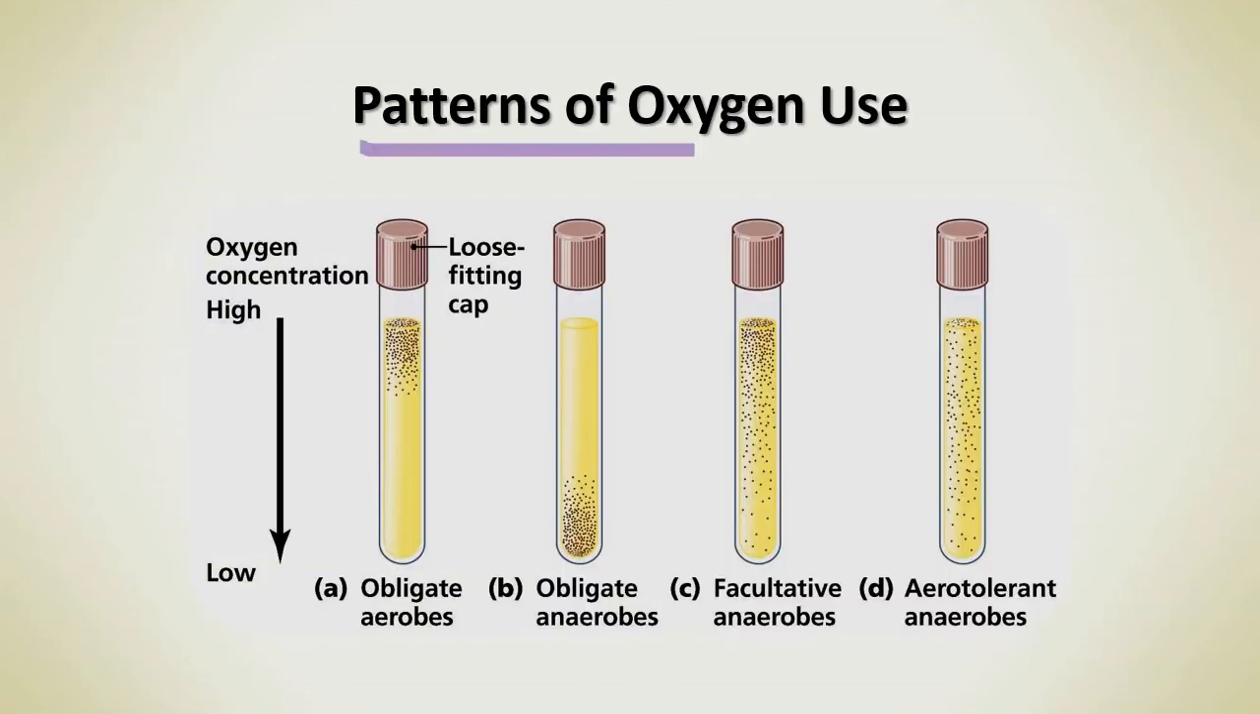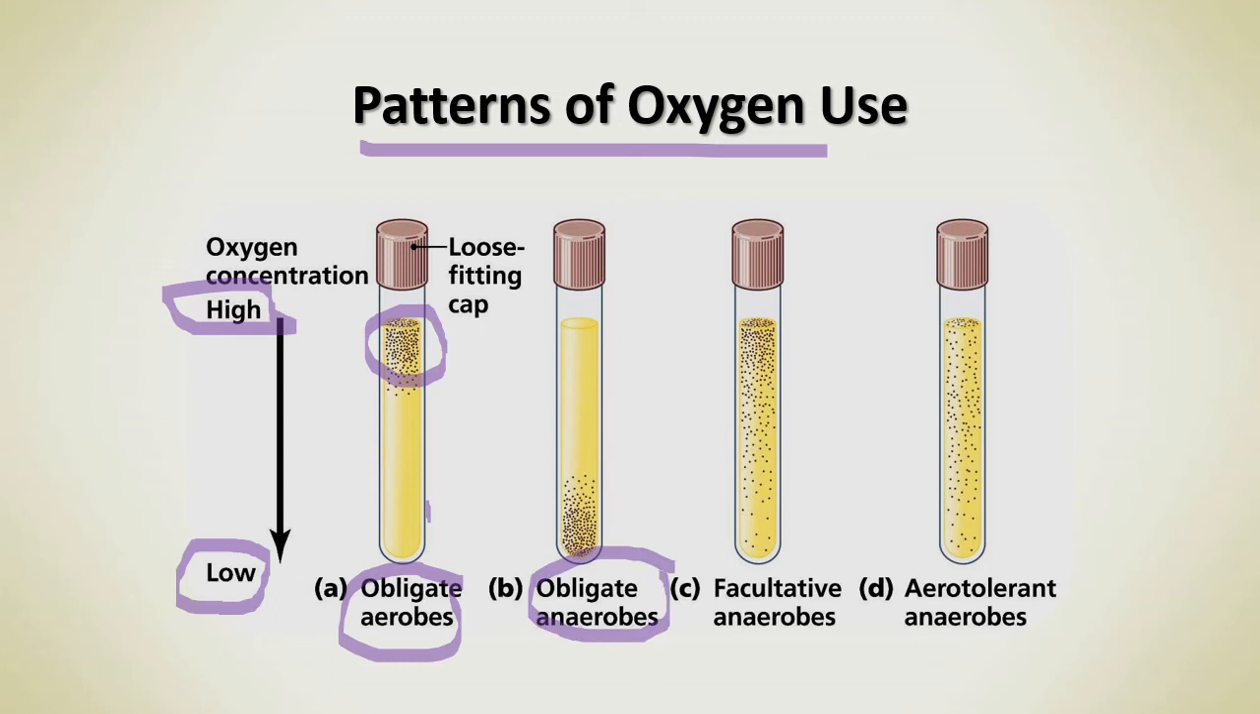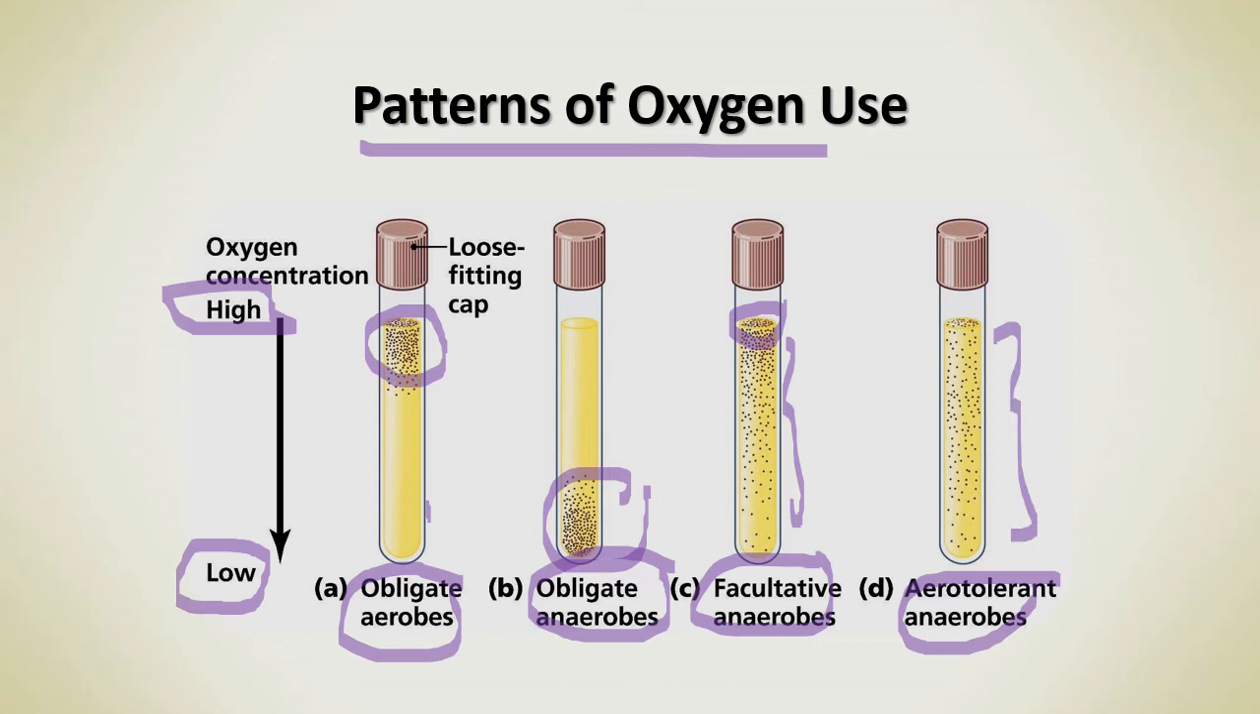Okay, this diagram shows the pattern of oxygen use. As we know, the concentration of oxygen is usually high facing the external environment or outside, and then the concentration of oxygen becomes low as you go into the test tube containing a liquid. Obligate aerobes must have oxygen, so they're concentrated in the area rich with oxygen. If it's an obligate anaerobe, they're concentrated in the region with less oxygen. If it's a facultative anaerobe, they're quite evenly spread, but slightly concentrated in the area rich with oxygen. If it's an aerotolerant anaerobe, they're evenly spread throughout the test tube because they don't depend on oxygen for their growth.